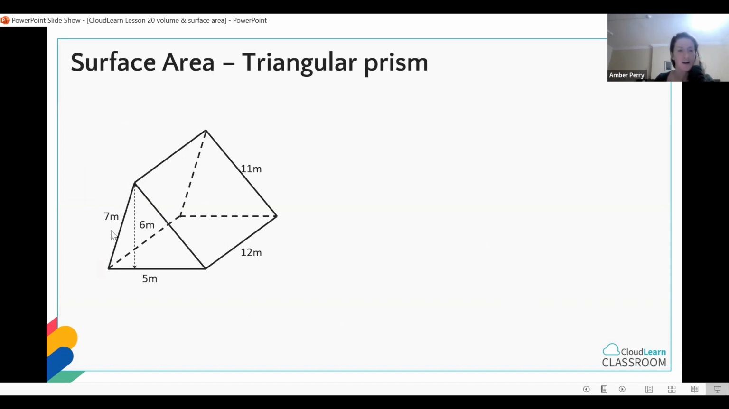It's made up of a triangle. This one here is a triangle, and there's another triangle at the back there, okay? And those 2 triangles are the same. It's a prism, so we've got the same shape going all the way through. So those 2 triangles are equal.